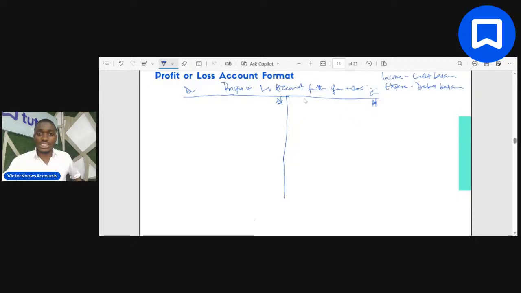So now let's start from the credit side, which is where you put your income. The first thing that you have there is your gross profit. The gross profit from your trading account is going to be transferred here. So it will be somewhere here, then you just bring it down. Then you add other income. Under other income, you can have discounts received, for example, commission received, rent received.